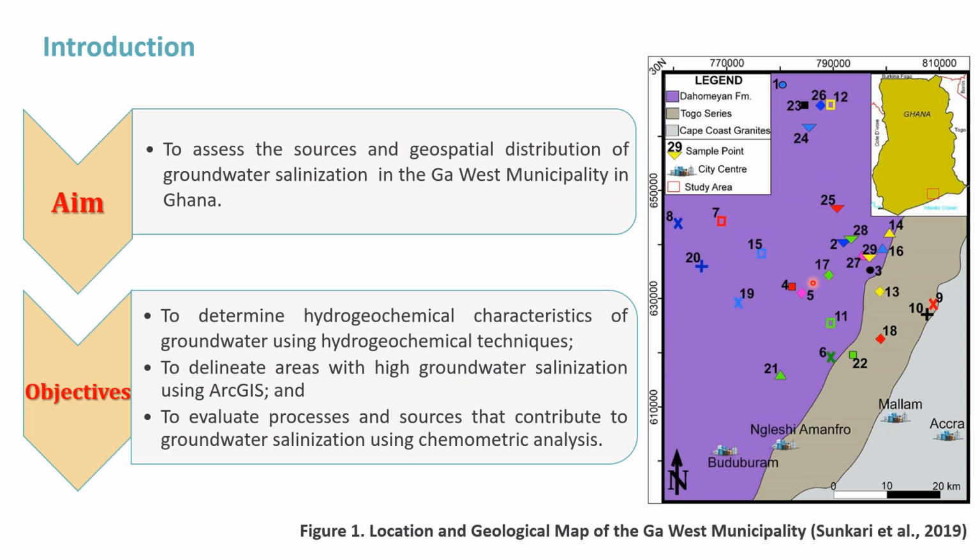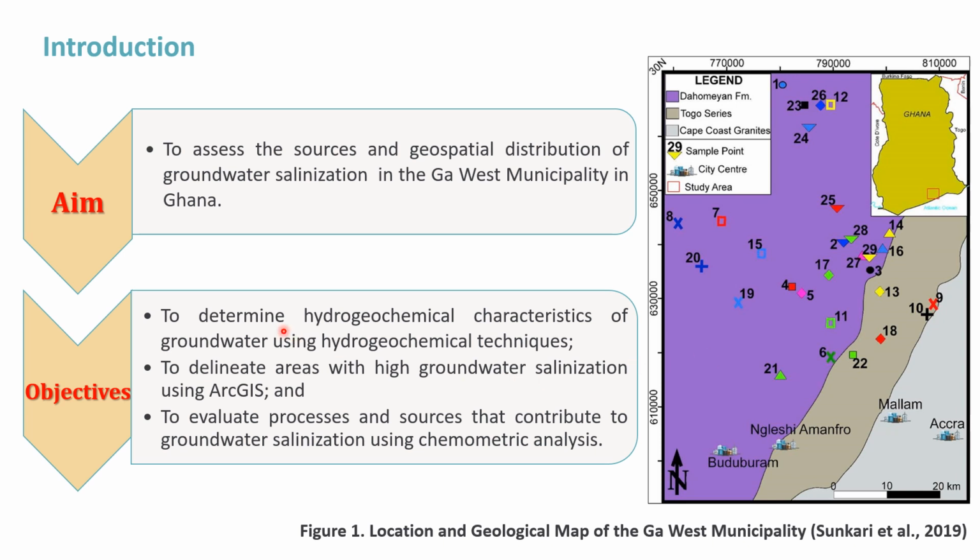On the geological map here, we realize that the area is dominated by metamorphic rocks belonging to the Dahomean Formation and the Togo series, and with some granites called the Cape Coast granite. There are also some anthropogenic activities like landfill sites and also industrial and agricultural activities in the area. All these activities may be contributing to salinization in the water, but little is known about this phenomenon.